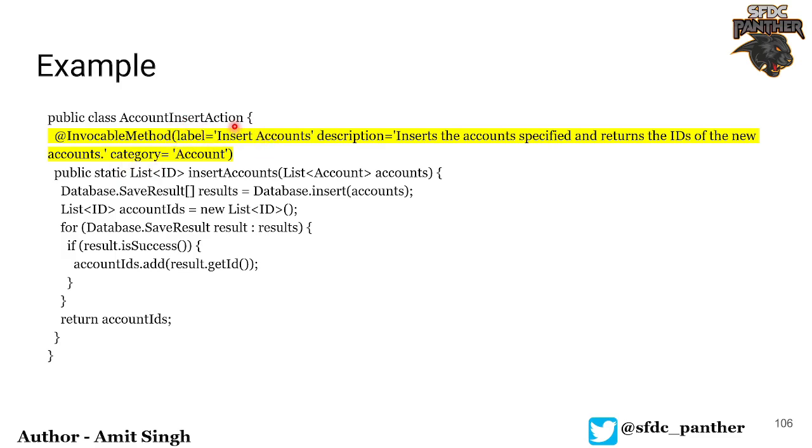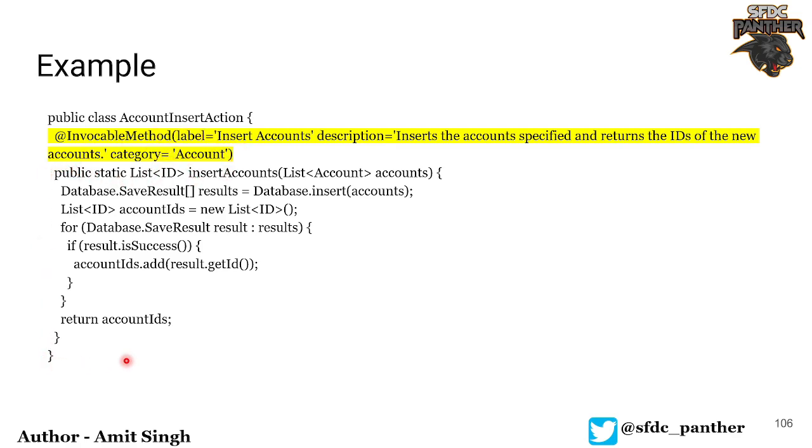The label is the one that you will see in your flow builder whenever you search for your invocable Apex. Description is the one that you will also see inside your flow builder. And category is where your invocable action will appear. If you say accounts, it will appear under accounts. If you say orders, it will appear under orders. That is basically the category for your flow builder itself.